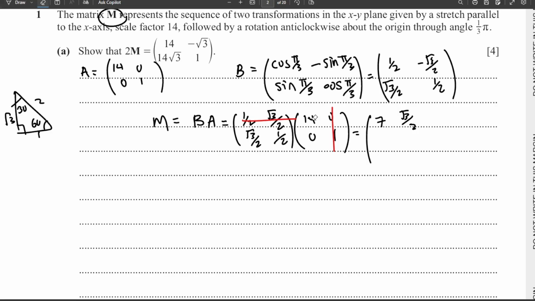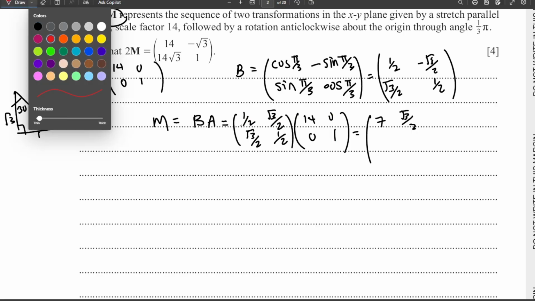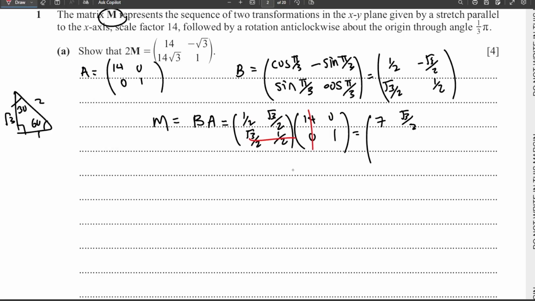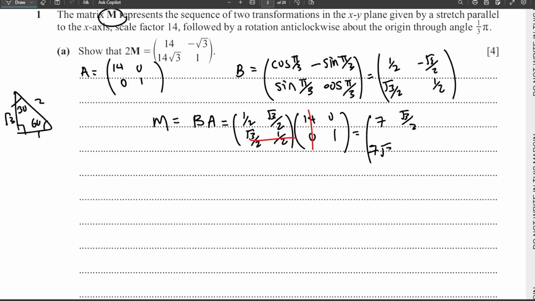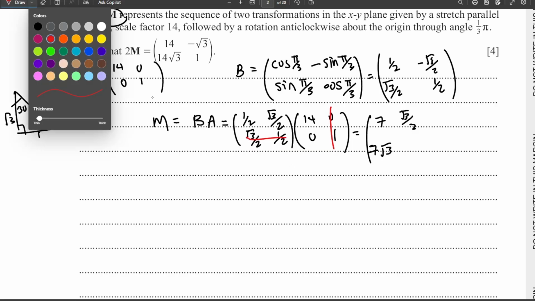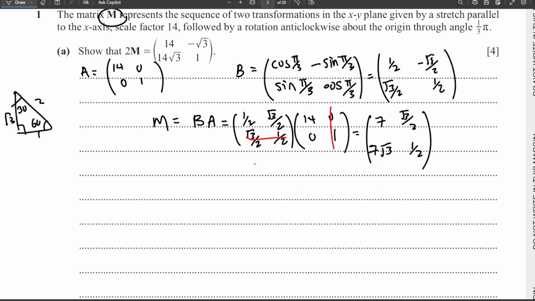Okay, next one. Now we move on to the second row, first column. Square root 3 over 2 times 14 is 7 square root 3, then half times 0 is 0, so just one term there. And last one, we take last row, last column: square root 3 over 2 times 0 is 0, then half times 1 is half. Okay, so that's our M. But our question wants us to show 2M.